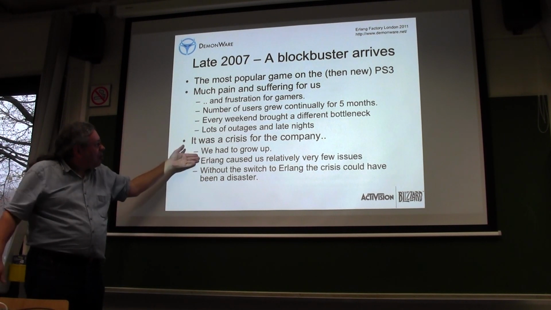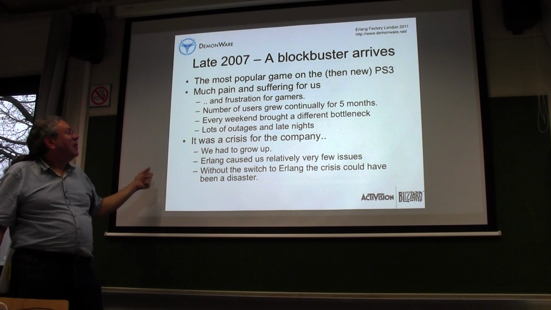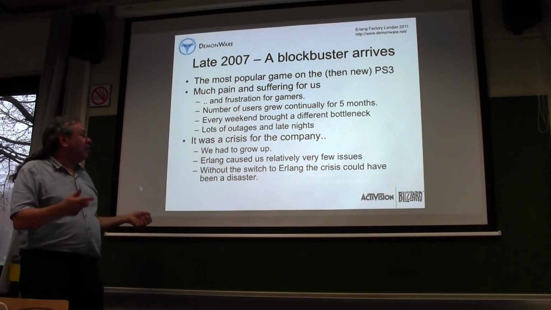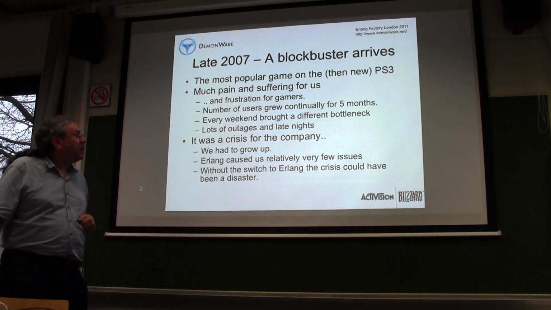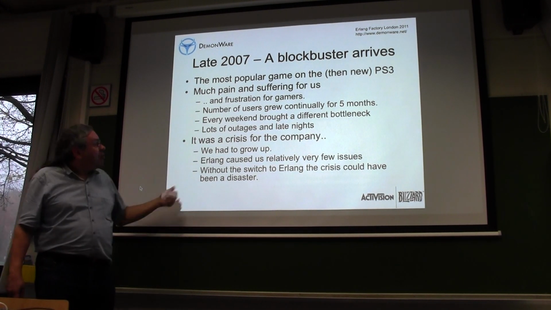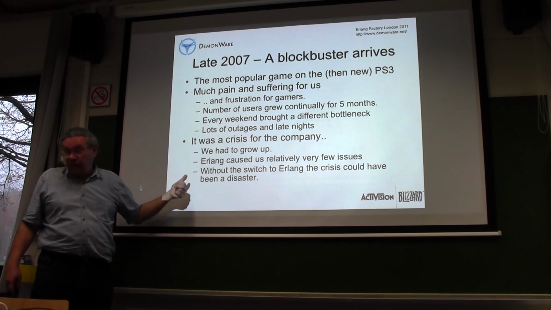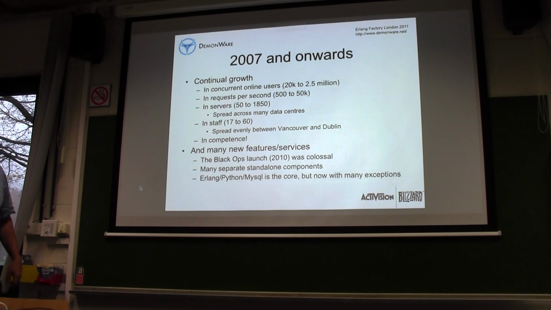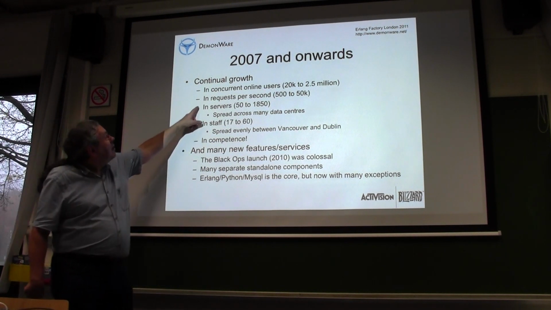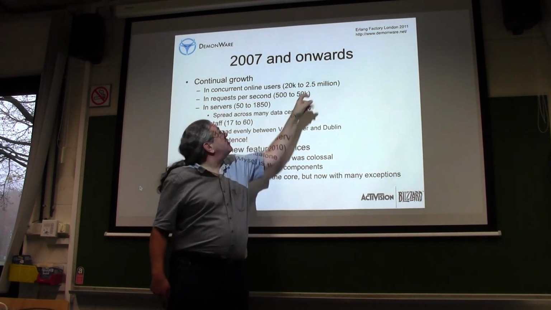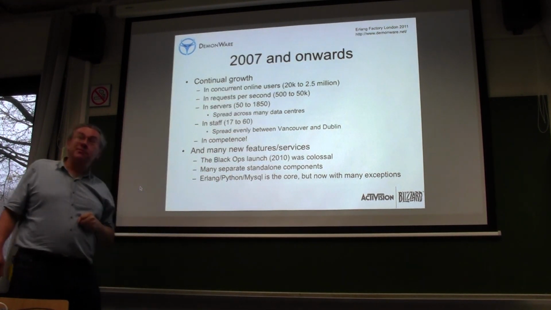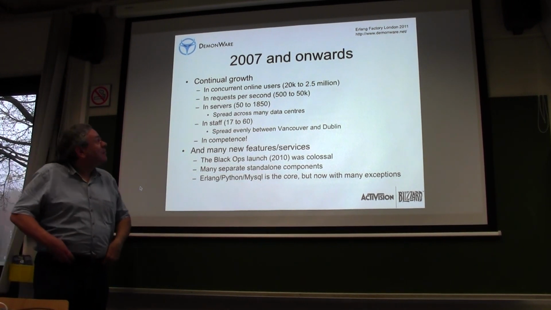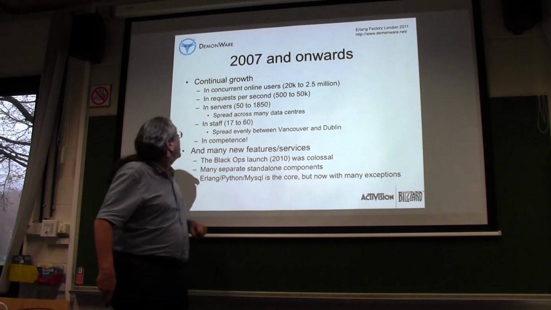And so Erlang actually caused few issues. They were able to scale up, and they kept all the Erlang code. So without the switch to Erlang, the crisis could have been a real disaster. But they actually survived this crisis, and actually got bigger and bigger. Okay, continual growth. From 20,000 to 2.5 million concurrent users, that's a lot, okay? The number of requests per second on their system, from 500 to 50,000.